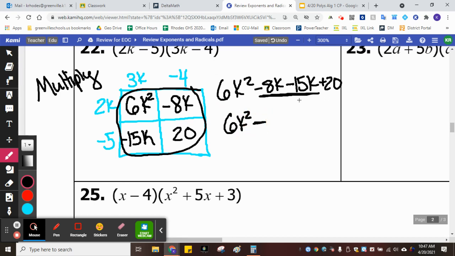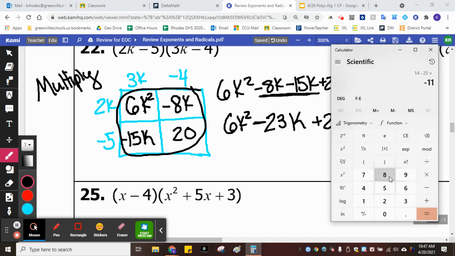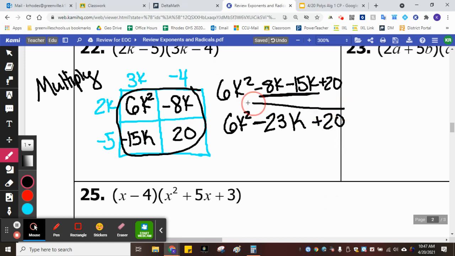If you have a negative and you're subtracting a number, it's going to get bigger. So it'll be a bigger negative. So 8 plus 15 is 23. Or negative 8 minus 15 is negative 23. It's the real way to do it.